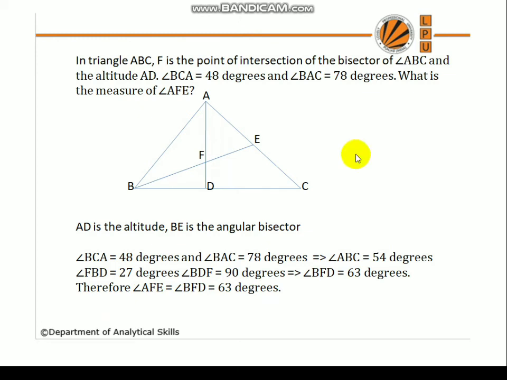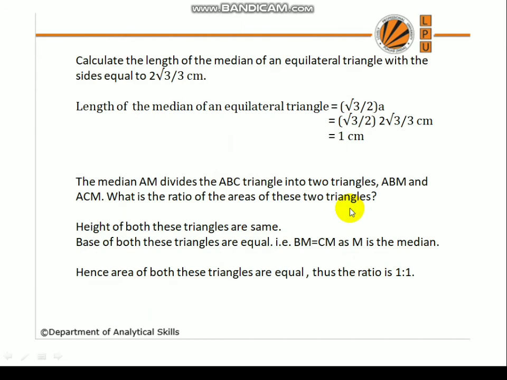Now see the next problem. Calculate the length of a median of an equilateral triangle with the side equal to 2 root 3 by 3 centimeters, or we can say 2 by root 3 also. Now we have to calculate the length of the median of the equilateral triangle. The length of the median of an equilateral triangle is root 3 by 2 a. You can remember this as a formula. Here a is given as 2 root 3 by 3.